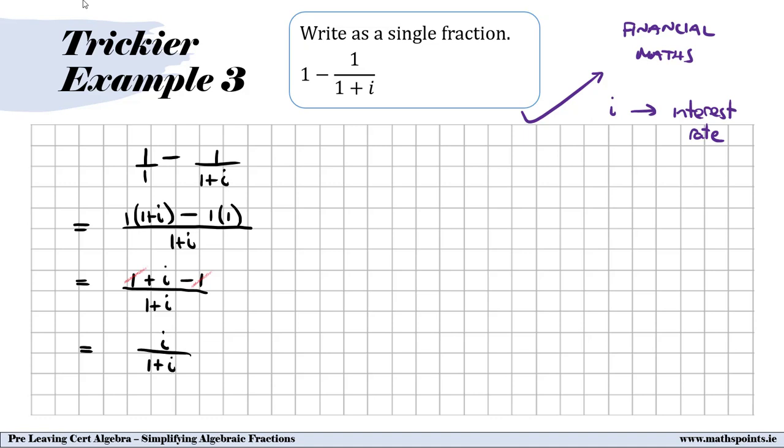So remember again that this is just a part of this financial maths question. There would have been more to making the original expression, and there would be more going forward with this question as well. But if we don't know how to simplify algebraic fractions, this little step of the work will stop us from actually getting to a final solution.